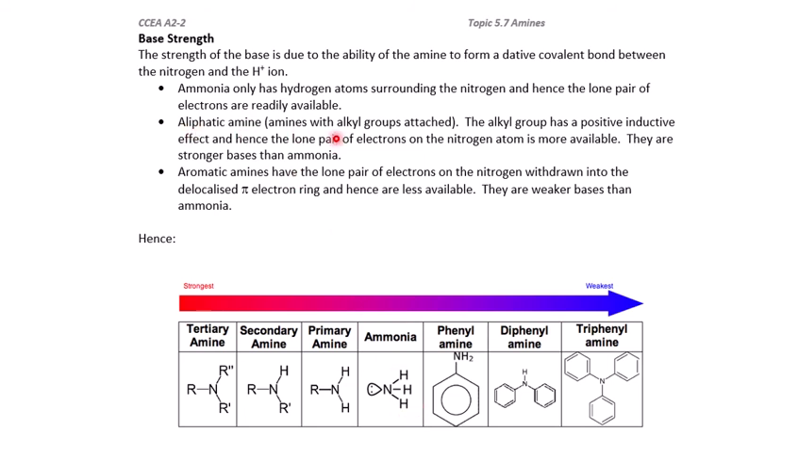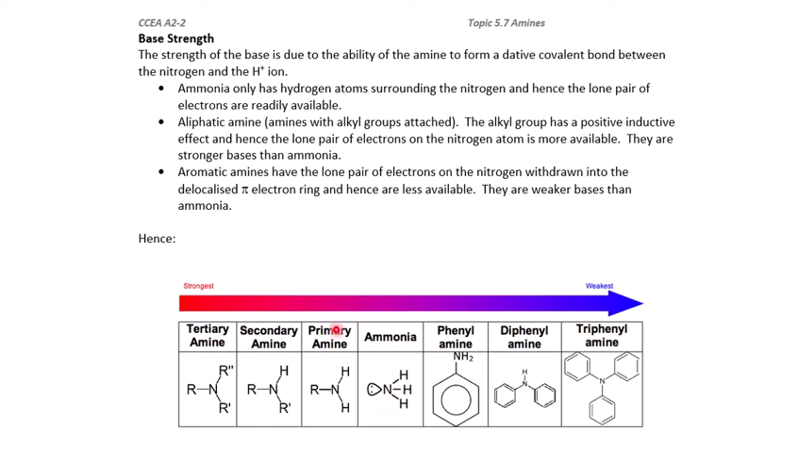Aliphatic amines, that's amines with alkyl groups attached to them. The alkyl group has a positive inductive effect. So the idea is that it pushes its pair of electrons away from the alkyl group. So if you looked at that alkyl group, that pair of electrons would be pushed slightly towards the nitrogen. Now what that's going to do is repel the lone pair of electrons. So the lone pair of electrons on the nitrogen is going to be more available than, for example, in ammonia, where you've only got hydrogens that don't have this positive inductive effect.